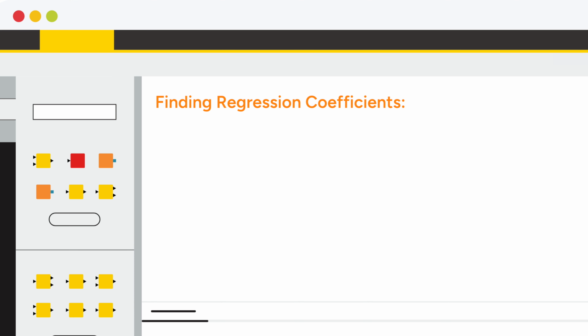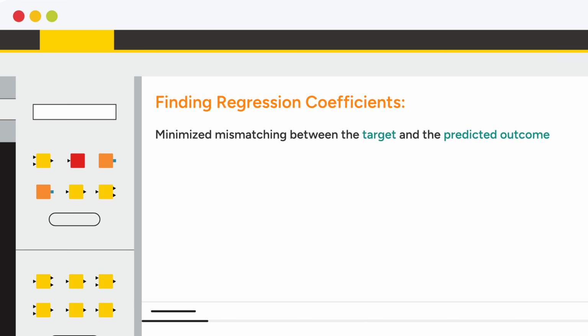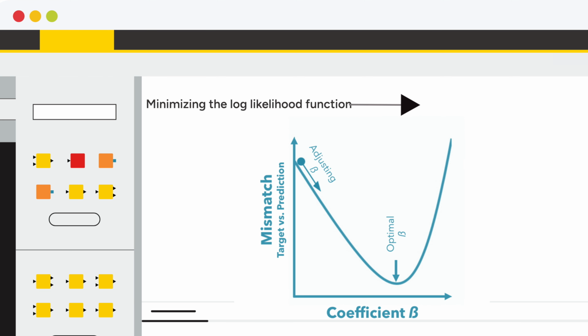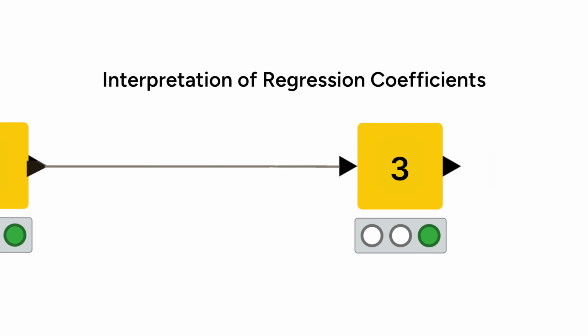Now that you have a logistic regression model, how can you find the regression coefficients? You can adjust regression coefficients in a way that mismatches between the target and the predicted outcome is minimized, as in many classification algorithms. In the case of a logistic regression model, we describe this mismatch in a function known as a log likelihood function. You can minimize the log likelihood function by adjusting the regression coefficients through a process known as gradient descent. This process produces optimized regression coefficients.